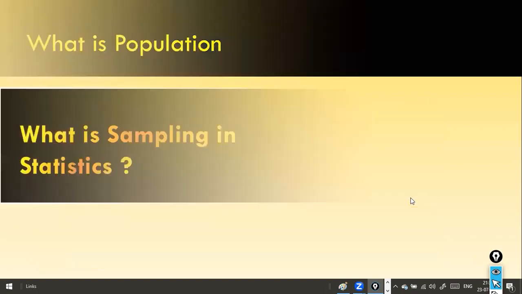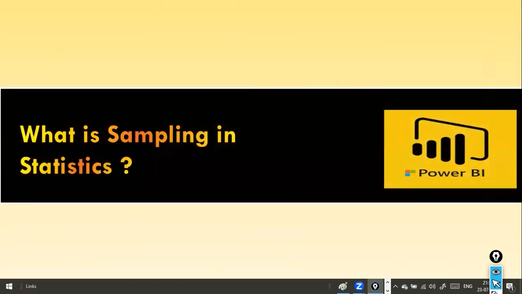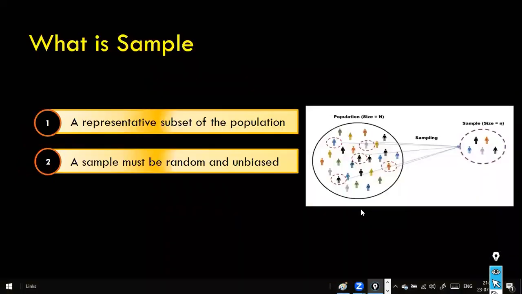Next, what is sampling? Sampling is a subset of your population, a representative subset of the population. The sample must be random and unbiased. Please remember this: random and unbiased. It should be a representative subset of the population. The sample must be random and unbiased.